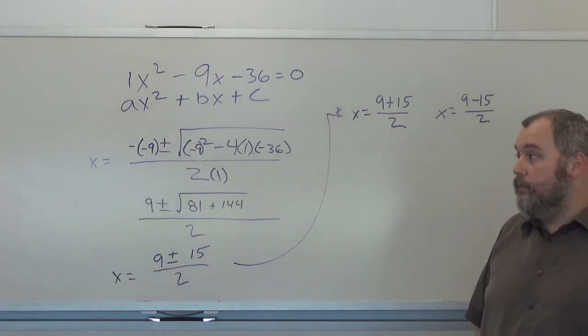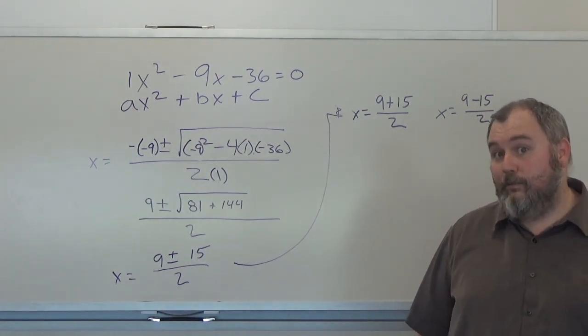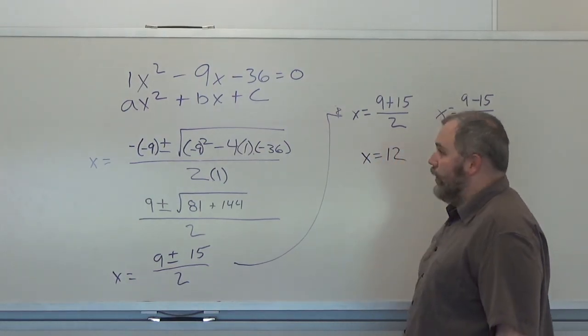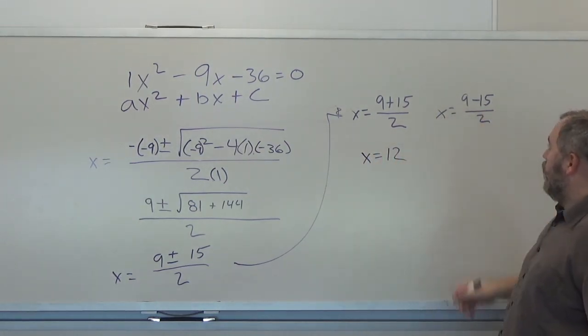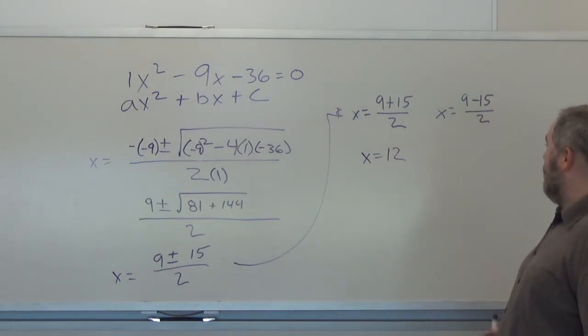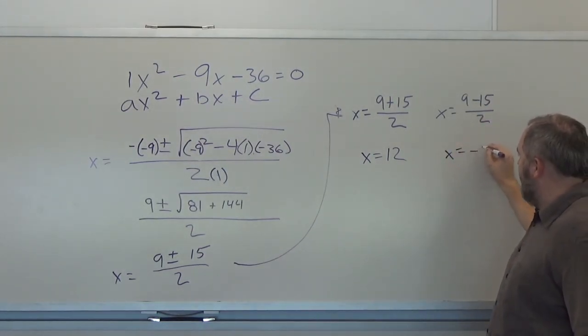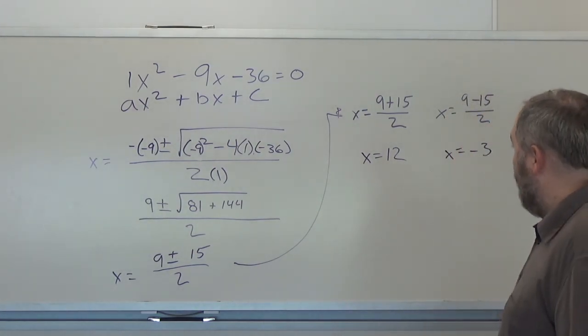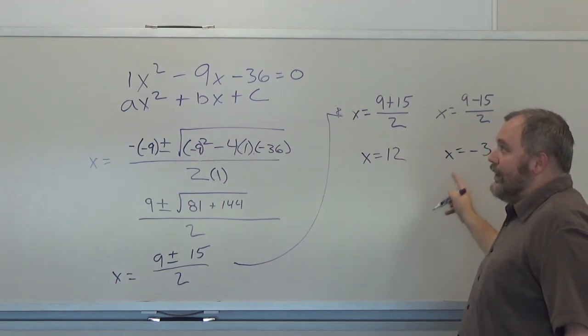Now we just work it out. 9 plus 15 is 24. Divided by 2, we get x is equal to 12. Okay? Do the other one. 9 minus 15 is negative 6. Divided by 2, we get negative 3. So if we've done all our work correctly, our possible answers are 12 and negative 3.